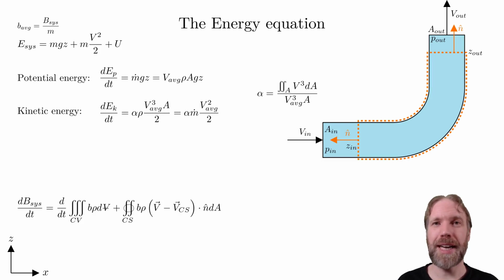When we use this in practice, we can often calculate the value for alpha in advance. For example, laminar flow in a circular pipe has alpha equals 2, while turbulent flow has a value close to 1.05. If the velocity is constant over the cross-section, alpha is 1.